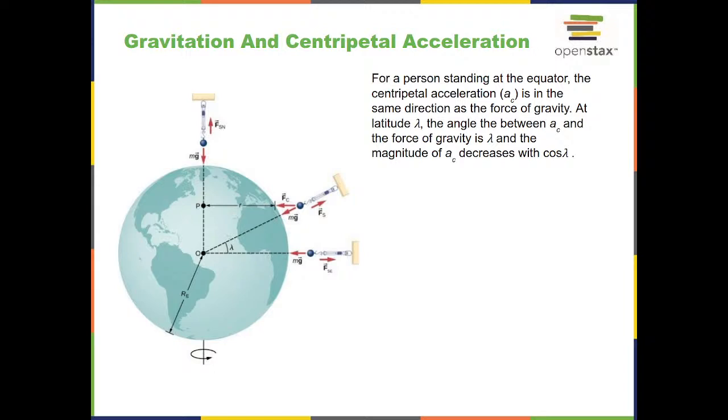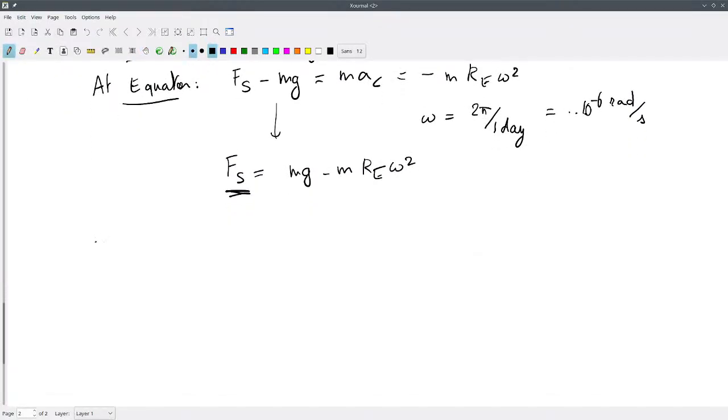Now it becomes even more interesting when we look at a non-zero latitude, because now the force due to gravity is pointing towards the center of the Earth, while the centripetal acceleration is pointing perpendicular to the axis. So the force of the spring has to be such that the sum of the force of the spring and the force of gravity adds up to the centripetal acceleration. So that means at a non-zero latitude, we'll have, let's try to draw this.